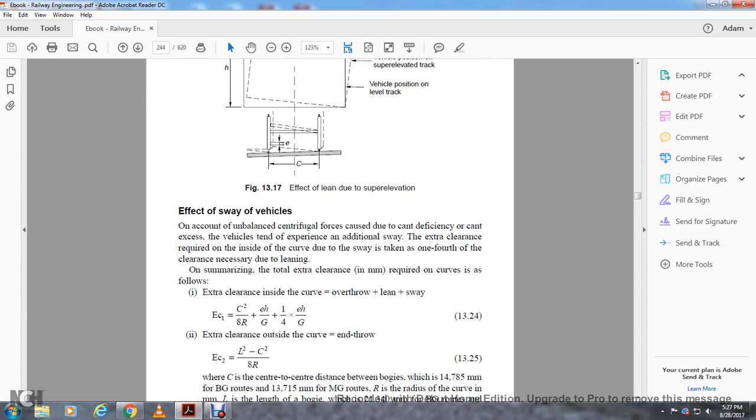Sway affects vehicles on account of the unbalanced centrifugal force of the car, but the deficient cant causes the vehicles to experience additional sway. The extra clearance required on the inside of the curve due to the sway is taken as 1/4 of the clearance necessary for the lean. Summarizing, the total clearance in millimeters required on a curve is as follows.